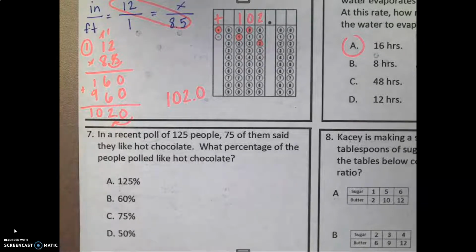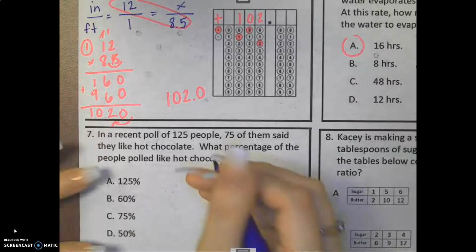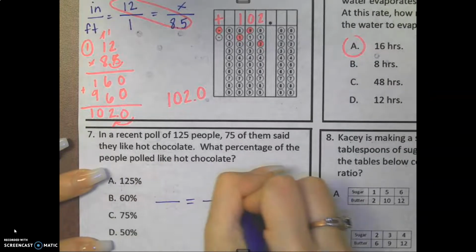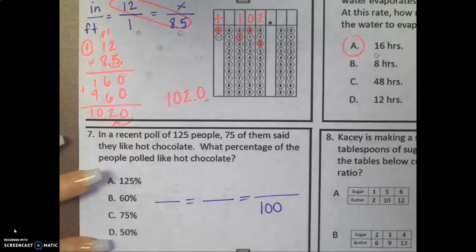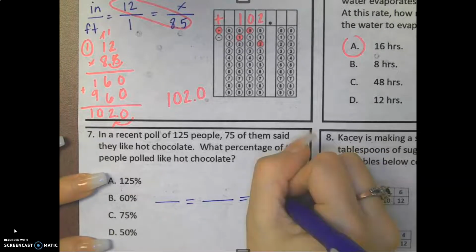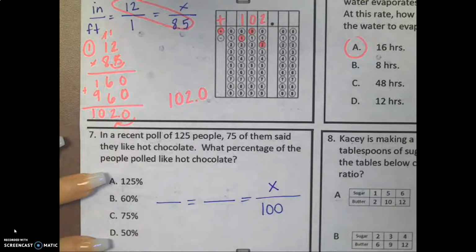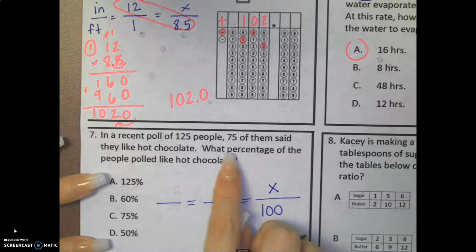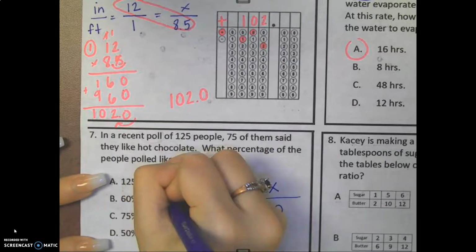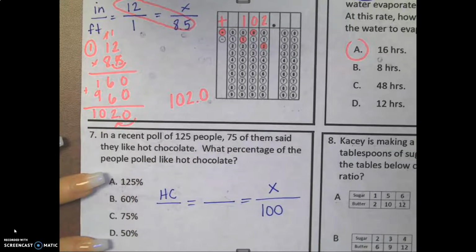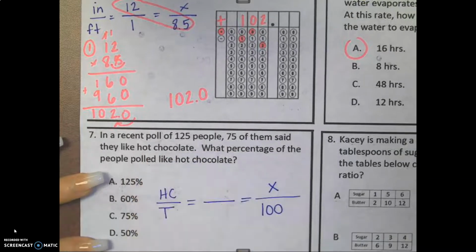So first thing, do they give us a percent? Are we looking for a percent? Yes. So I'm going to have 100 in my proportion. We don't know what the percent is, so we're going to put X on top. And then we need to see what the percent represents. Well, it says that what percent of the people like hot chocolate, so I'm going to make my numerator represent hot chocolate. And then the bottom would be my total.